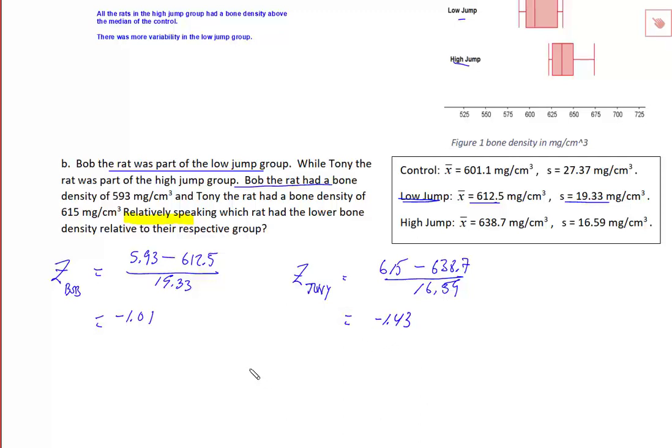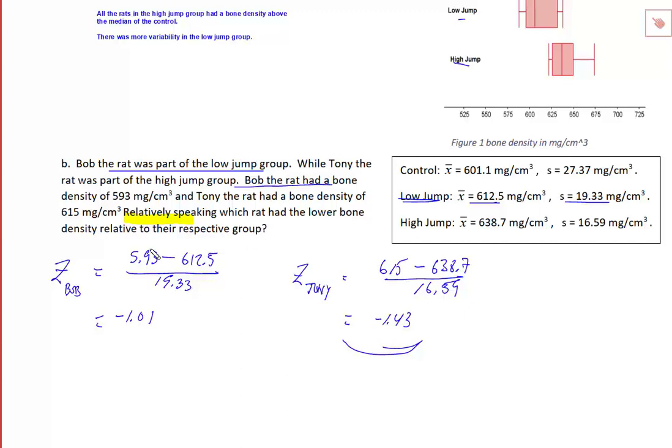Okay, so remember what a z-score is. Both were negative. Tony was below average in his group, and Bob was also below average. But it turns out that Tony in the high jump group was way more below average than Bob in his respective group. So relatively speaking, which rat had the lower bone density?